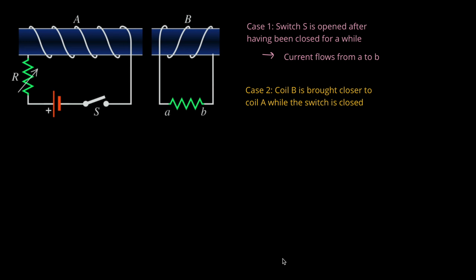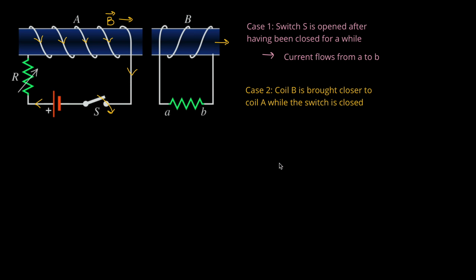Case 2. Coil B is brought closer to coil A while the switch is closed. As we said before, if the switch is closed, there's a current on the left hand side circuit, like so, in the clockwise direction, leaving the positive terminal, and this is the direction of the current in the coil. Based on the right hand rule, if we curl our fingers in the direction of the current in the coil, our thumb is pointing to the right, so the existing magnetic field is pointing to the right. Now there's already a magnetic flux pointing to the right in coil B.